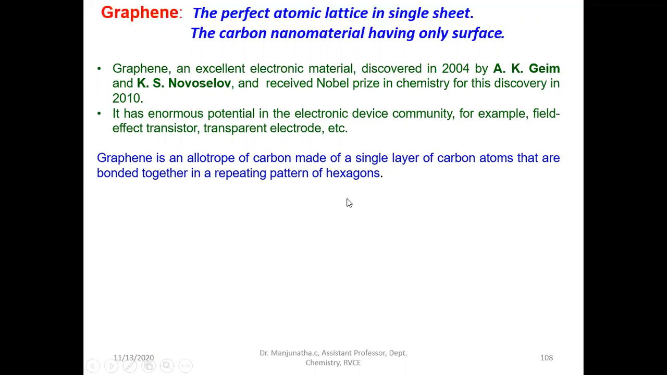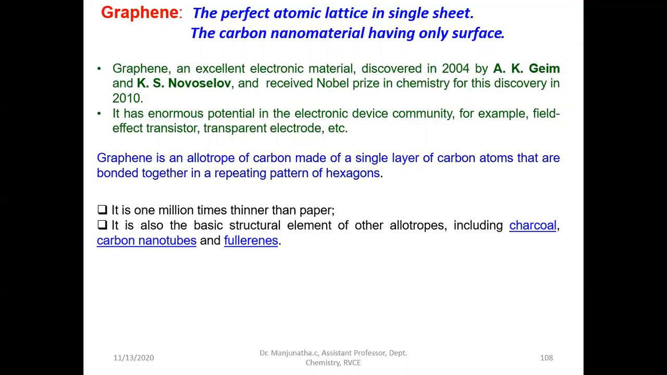This material is defined as an allotrope of carbon made up of a single layer of carbon atoms that are bonded together in a repeating pattern of hexagons. And the beauty of this material is it is 1 million times thinner than the normal paper that we see. It is the basic structural element of all the other allotropes of carbon, like charcoal, carbon nanotubes, fullerene. We can say that it's the mother of all the other forms of carbon.